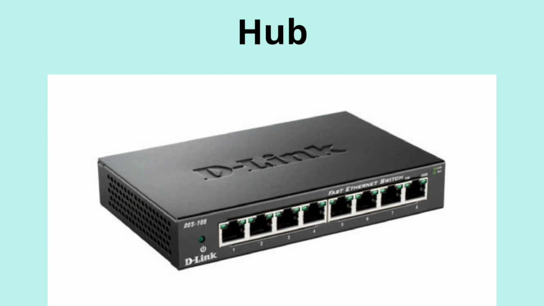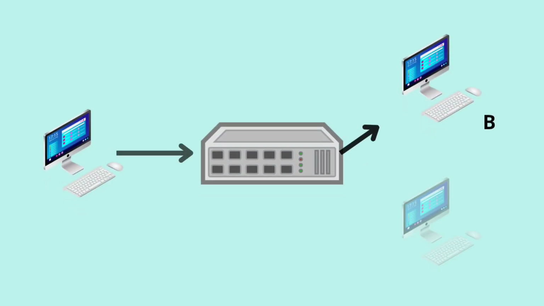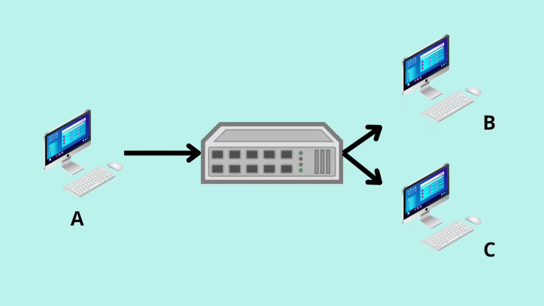A hub receives data packets from a connected device and transfers a copy to all connected nodes. To describe more accurately, when device A sends data to device C, the hub receives the signal from A and retransmits it to both B and C.